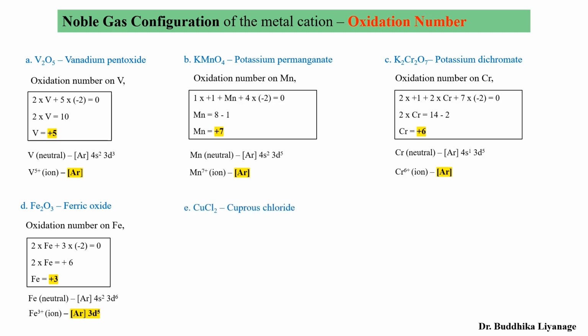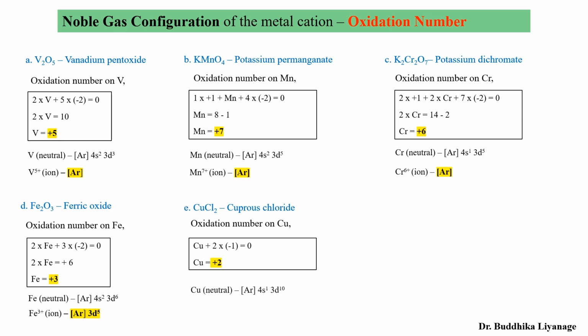Cuprous chloride or copper(II) chloride, CuCl2. Again, we can calculate the oxidation number by equalizing to 0. Copper is +2. The neutral copper electron configuration is argon 4s1 3d10. Like chromium, you can write 4s1 3d10 instead of 4s2 3d9. This is another anomalous behavior of the configuration, because a completely filled 3d level is more stable than 3d9.